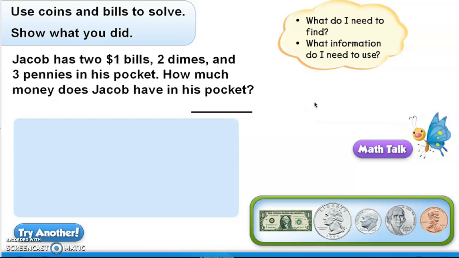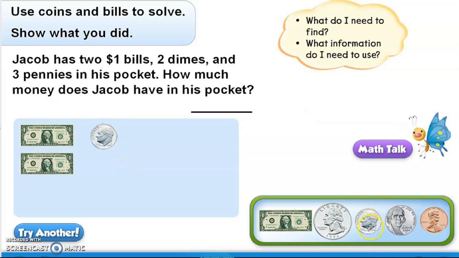Okay, so let's show the coins and bills that Jacob has in his pocket. So we're going to start with the two $1 bills. So he's got two $1 bills in his pocket. He also has 2 dimes in his pocket. So we're going to show our 2 dimes. And he has 3 pennies in his pocket as well. So let's show our 3 pennies.